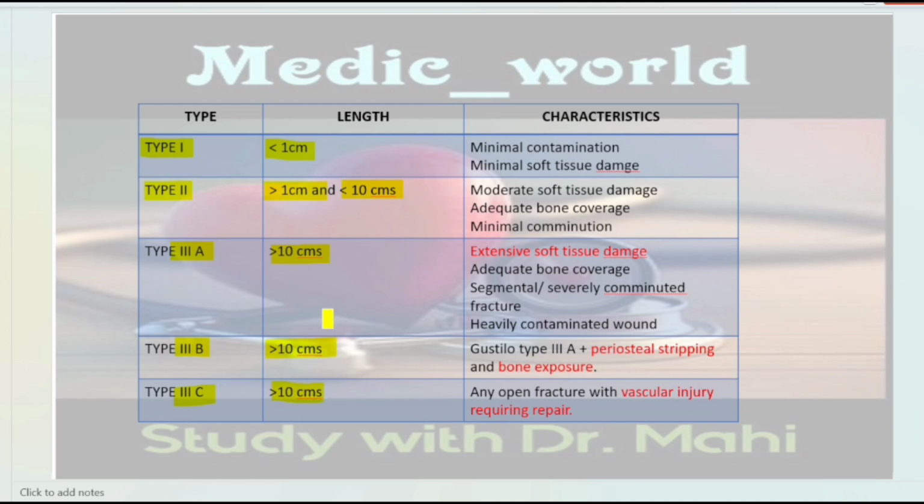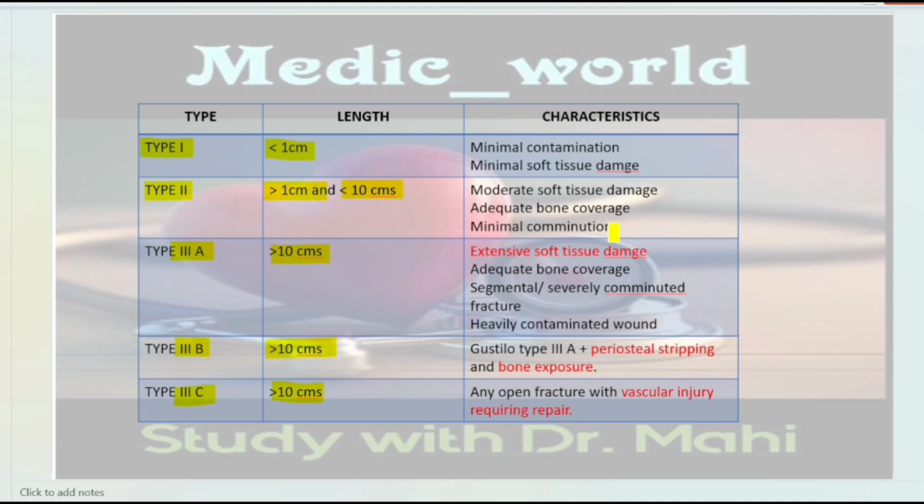Now, other characteristics of these types. Type 1 is the simplest one with minimal contamination and minimal soft tissue damage. In type 1, we have to learn only the length and nothing else. Okay? Everything is minimal. And in type 2, there is moderate soft tissue damage, bone cover is adequate, and minimal comminution.